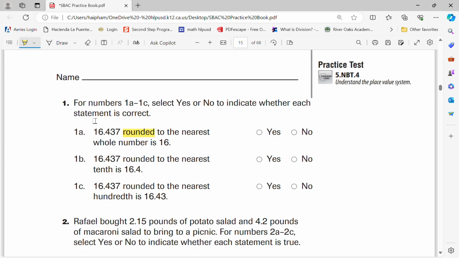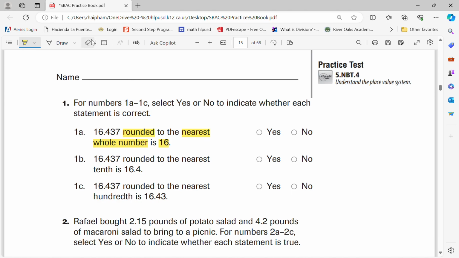Let's get into this. For numbers 1a through 1c, select yes or no to indicate whether each statement is correct. The first statement says 16 and 437 thousandths rounded to the nearest whole number is 16. Okay, we need to confirm whether this statement is true or not.